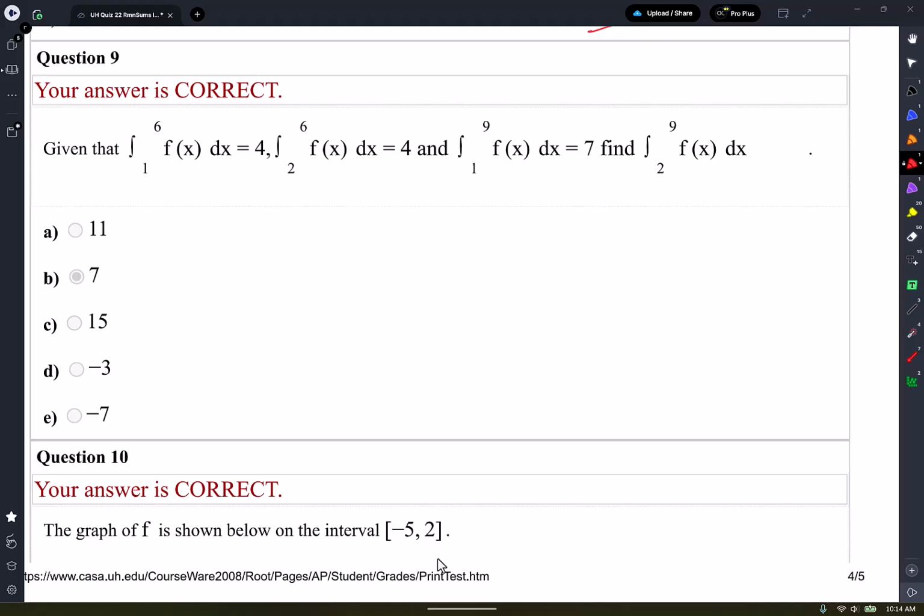I feel like somehow we have to do the 2 to 6 times the 1 to 6, and then subtract that from the 9. That will give us the 1 to 2. Actually, you're right. I think you got it right. I still think it's easier with a visual. I'm going to do a visual. Is that okay with you guys?